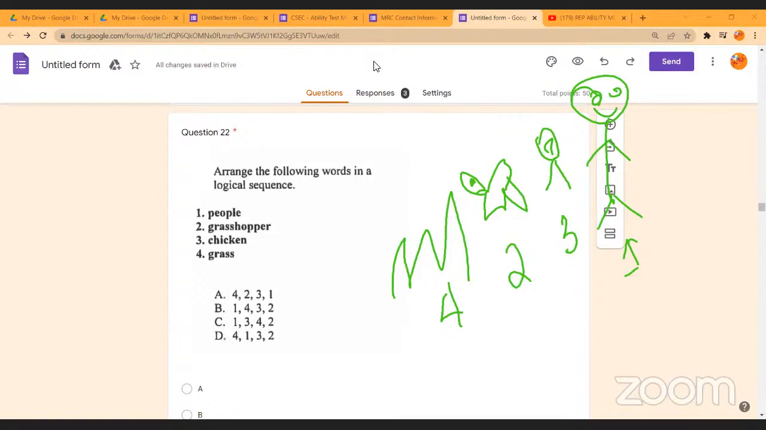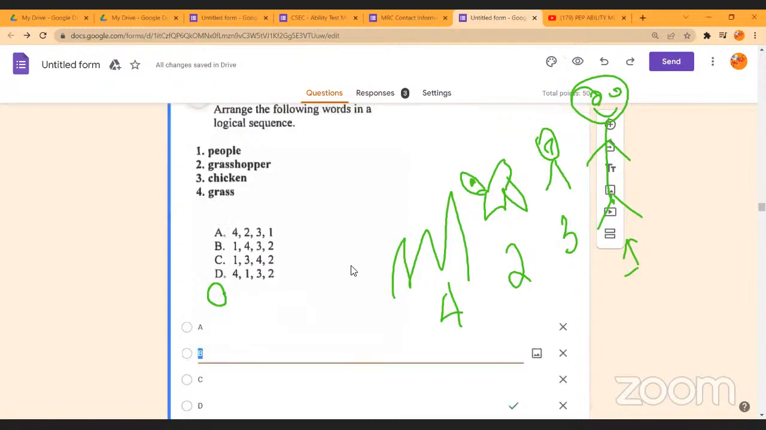All right, Santina. All right, so we have arranged the following words in logical sequence. So what would be your answer? Miss, A. All right. Miss, when I was doing the test, Miss, I actually put A for my answer, but it said it was wrong, Miss. Okay, let me check it. That must have been an error. Sorry. So let me check it. Oh yeah, it's an error.